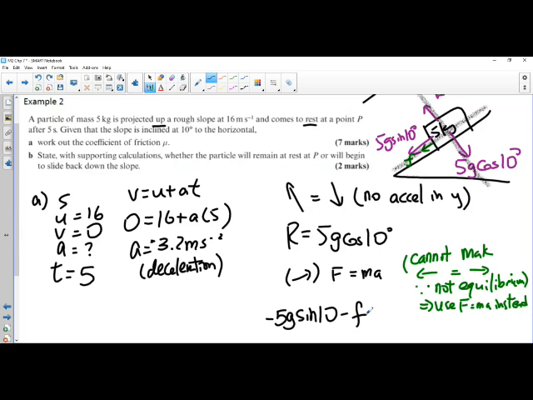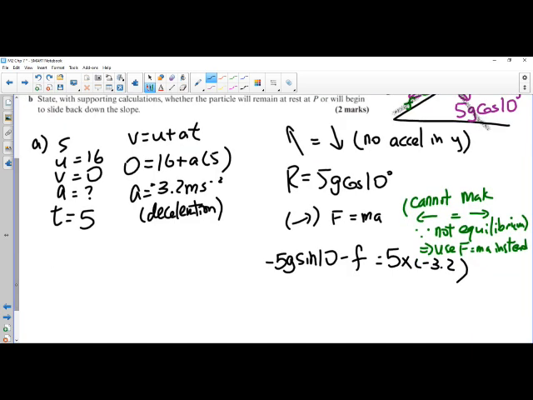Now I will say again, why is it negative? Because we're moving up. If it's moving up, any forces downwards, opposite to it, will be negative. So it's negative 5g sine 10, negative F. There's no force moving upward, so all negative. M is 5, acceleration is negative 3.2.